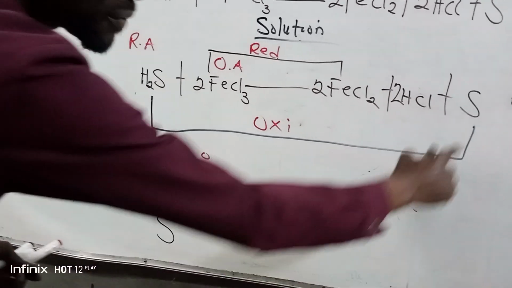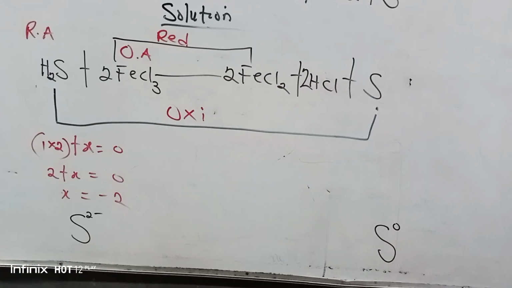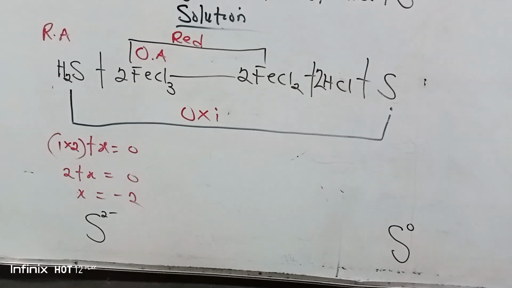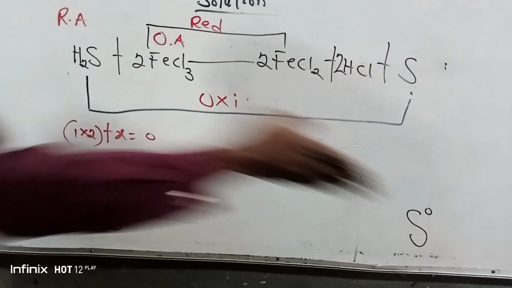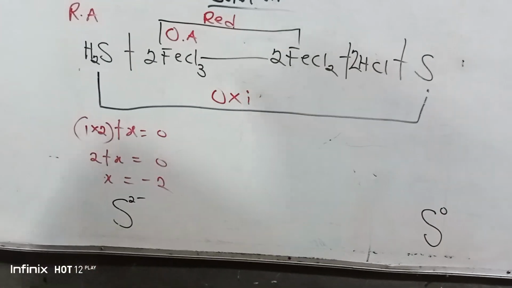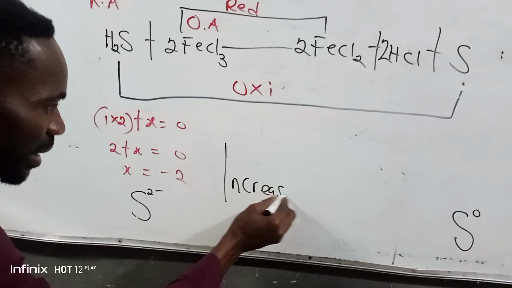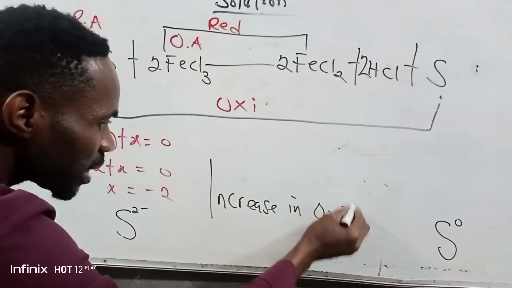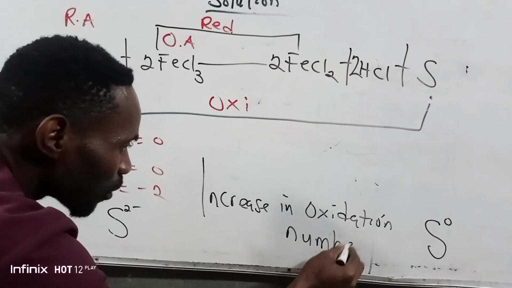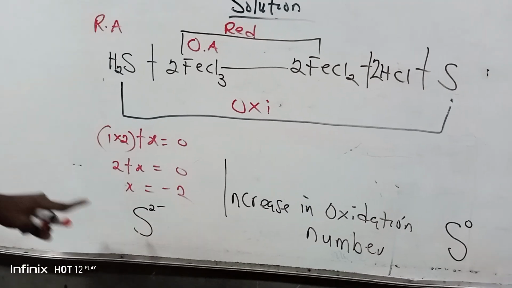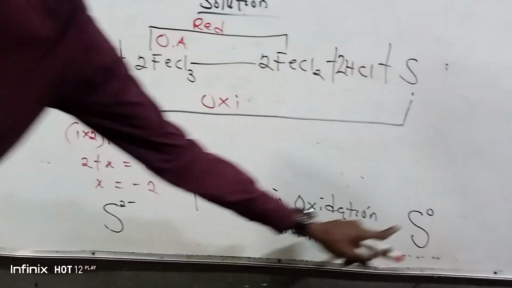But look at what we have in the product. In the product, I have sulfur as S0, because the oxidation number of a neutral atom is 0. So from minus 2 to 0, we see an increase. Oxidation can also be defined as an increase in oxidation number. So the sulfur from the hydrogen sulfide has undergone the process of oxidation, because its oxidation number has increased from minus 2 to 0.